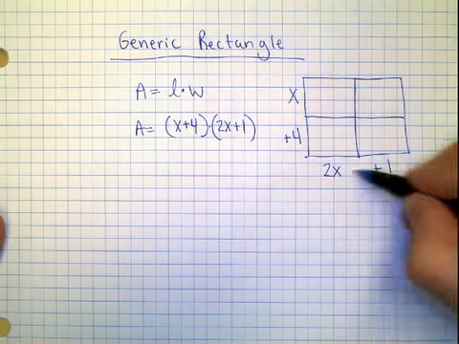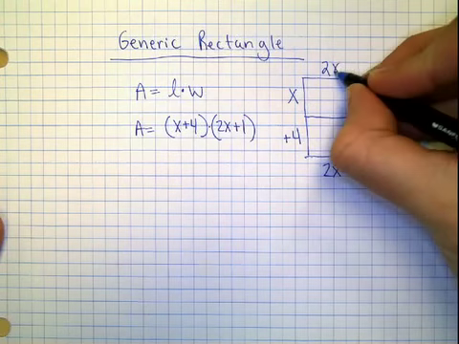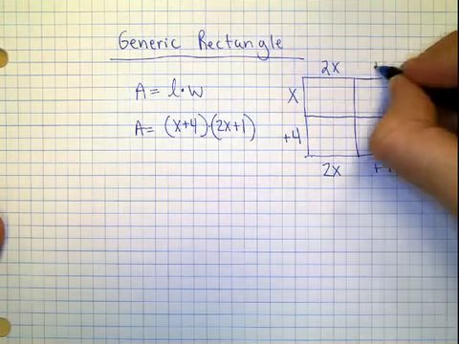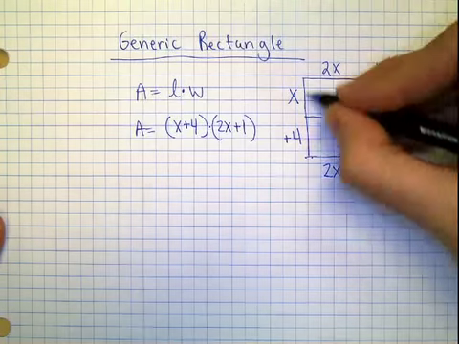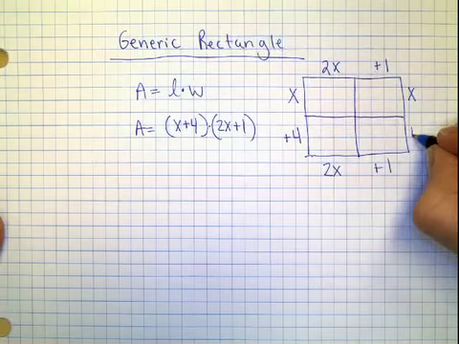And then before I start solving, I'll copy the edges. If 2x and 1 are on the bottom, if this is 2x, 2x has got to be on the top also. If this is + 1, this has got to be a + 1. If this is x on the side, x is on the other side. If 4 is on this side, 4 is on the other side.